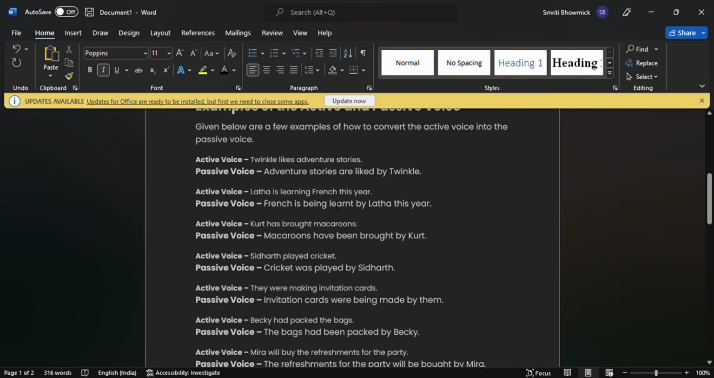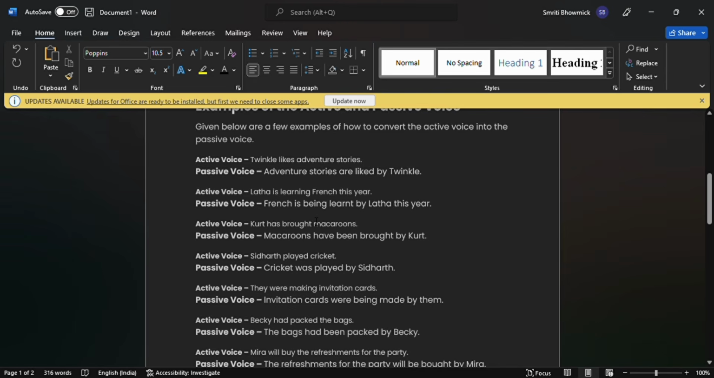But when it is transformed into passive voice, the object is brought to the first position, adventure stories, and then the verb as per the structure, are liked, and then by or to, and then we keep the subject at last. Another one is Lata is learning. This is present continuous tense. You can see, Lata is learning French this year.